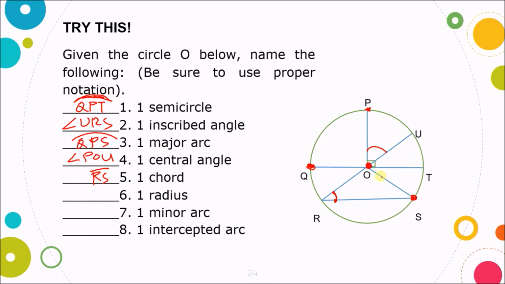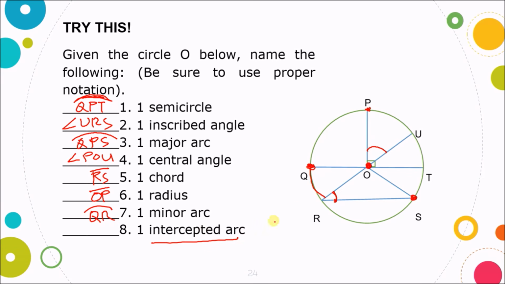Radius, 1, 2, 3, 4, 5, 6, 6 na posibleng sagot. Kuha lang tayo ng isa. We have OP. Okay? OP is one of the radii na pwede natin kuhanin. Minor arc, maliit kaysa sa semicircle. So, maliit lang ang kukunin natin. Let's say I have this QR as one of our minor arcs na marami dyan.